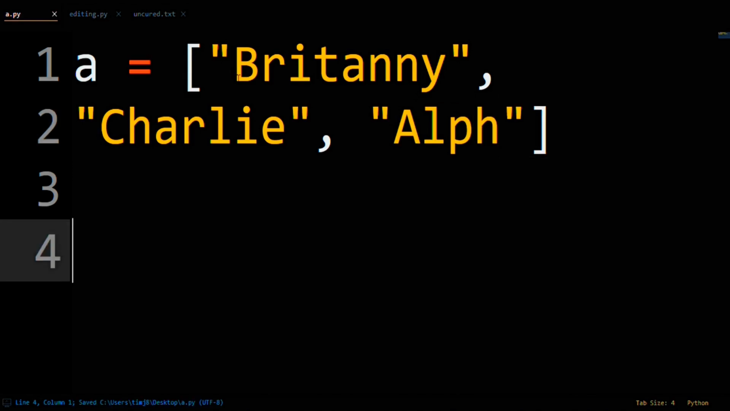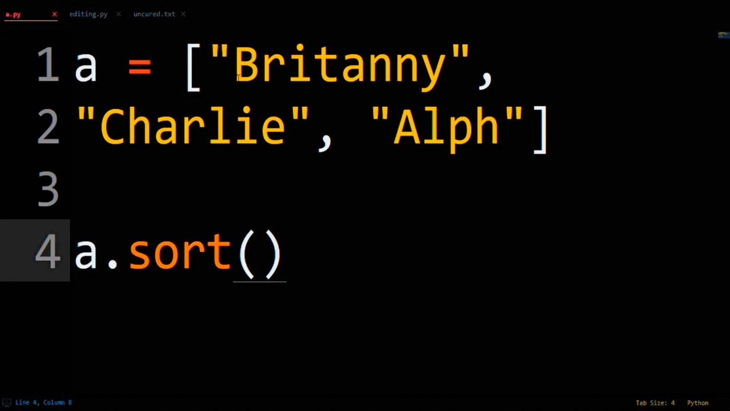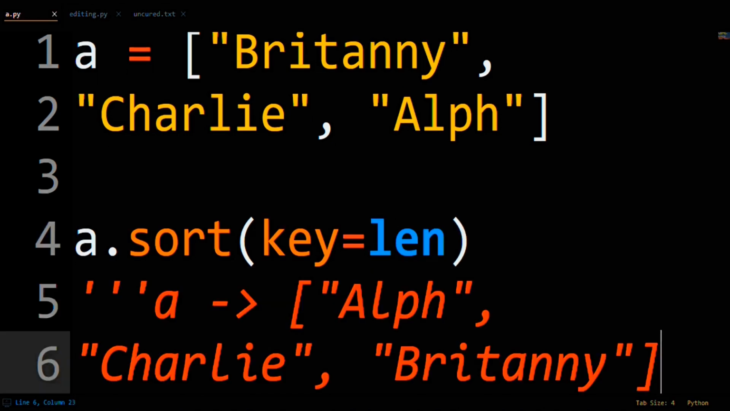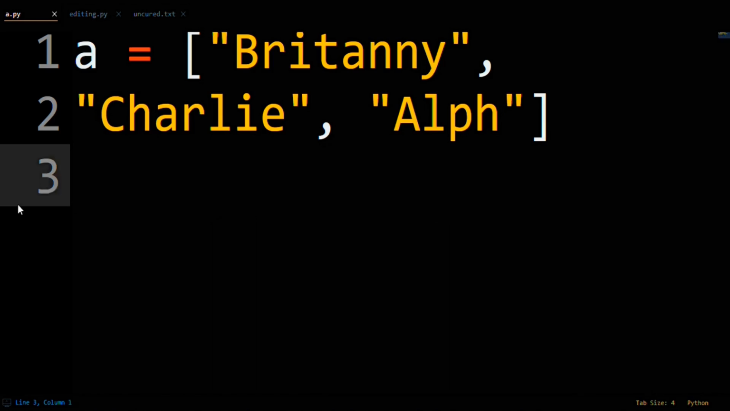If we wanted to sort this list by length of names, we could call the sort method and specify the keyword argument key in the sort function to be len. That will sort the list to be in the order of Alf, Charlie, Brittany, or sorted in ascending order of name length.